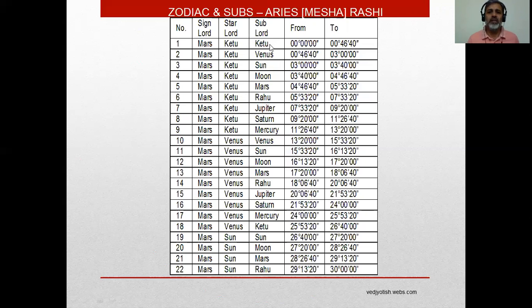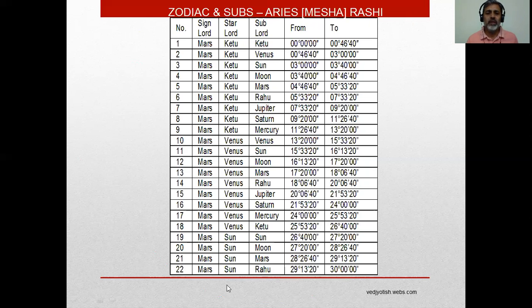Now again, if you notice here, the first sub in the star of Ketu is Ketu. The first sub in the star of Venus is Venus, and thereafter the natural order follows. And the first sub in the star of Sun, that is Krittika, is that of Sun.